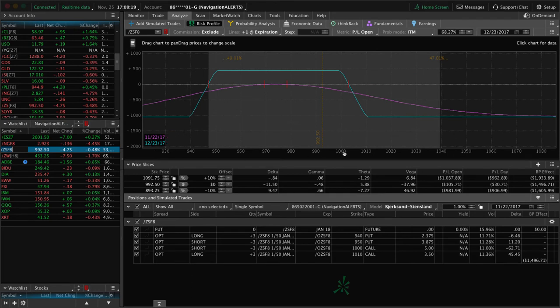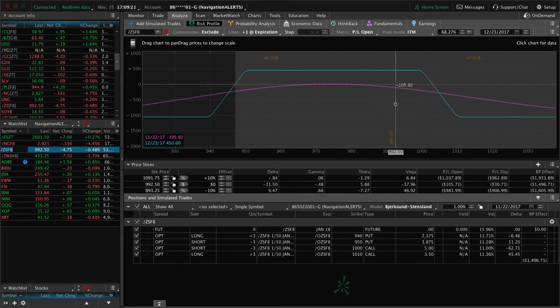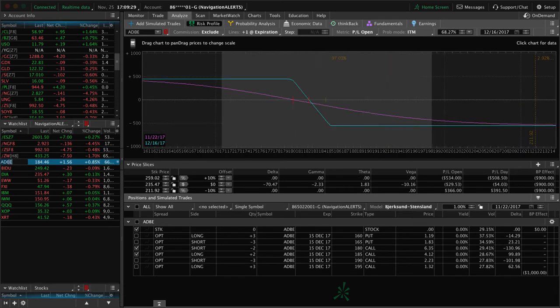Soybeans, we've got an iron condor here. You can see price kind of hanging out in the upper end of our range, but nothing to do in soybeans yet except wait. I went over wheat. We've got Adobe.